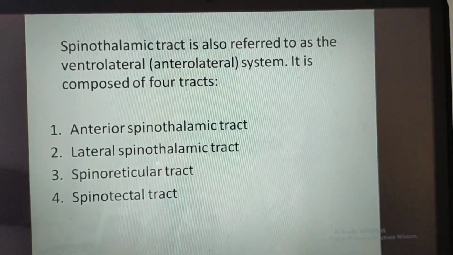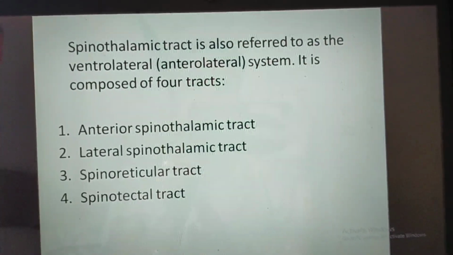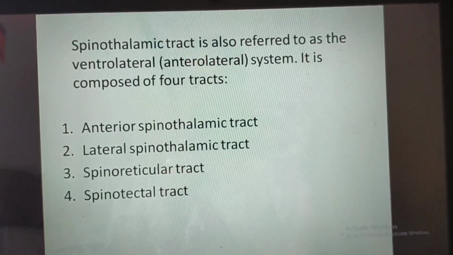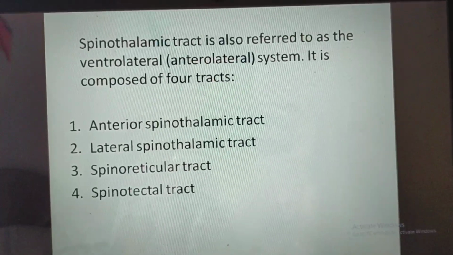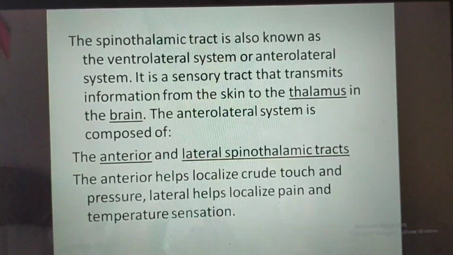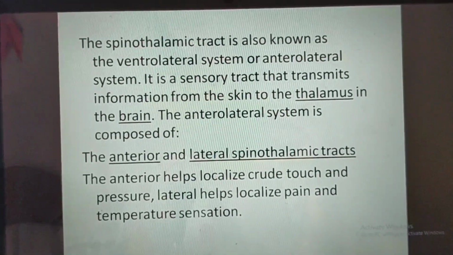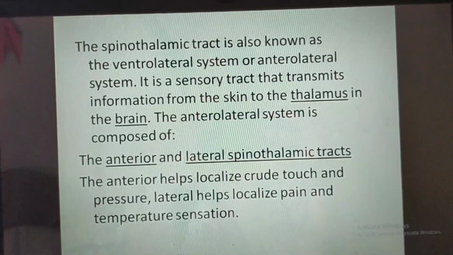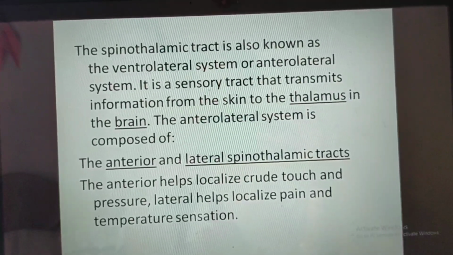Spinothalamic tract is also referred to as the ventrolateral or anterolateral system. It is composed of 4 tracts: anterior spinothalamic tract, lateral spinothalamic tract, spinoreticular tract, and spinotectal tract. It is a sensory tract that transmits information from the skin to the thalamus in the brain.